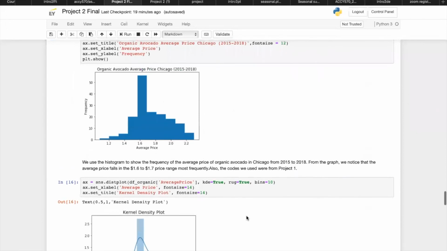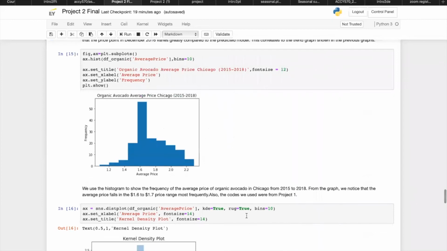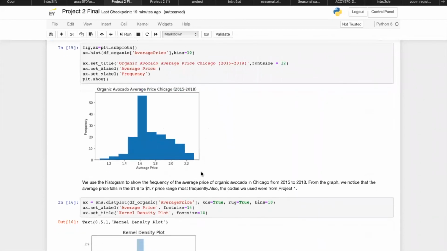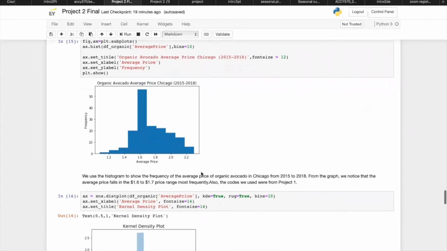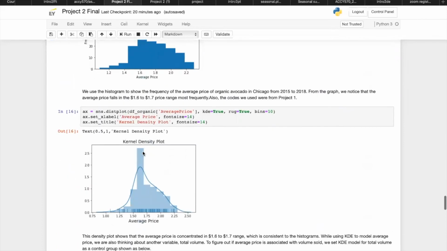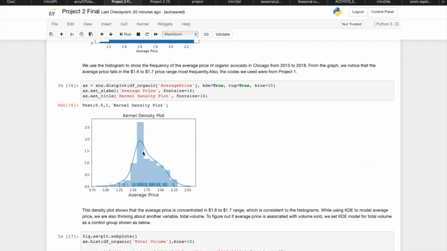Okay, for this part, we use a histogram to capture the average price of organic avocado in Chicago, and we noticed that the price falls around $1.6 to $1.7 most frequently. And the density plot shows more clearly how the price is distributed, and the conclusion is consistent with the histogram.